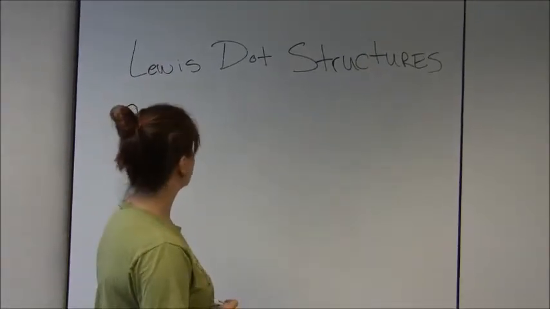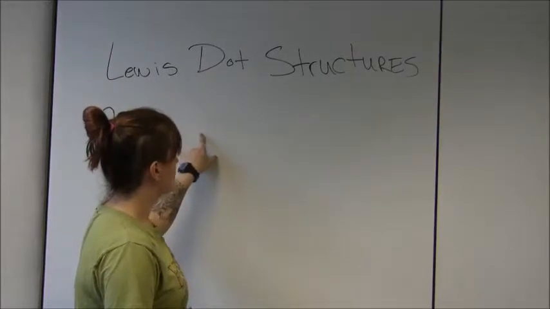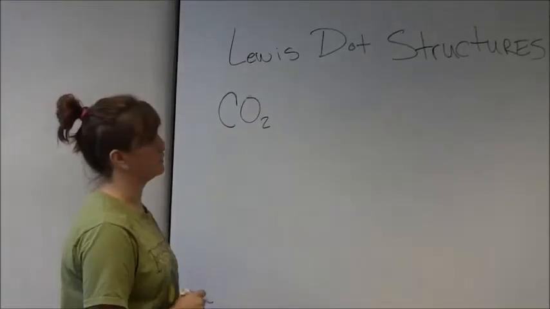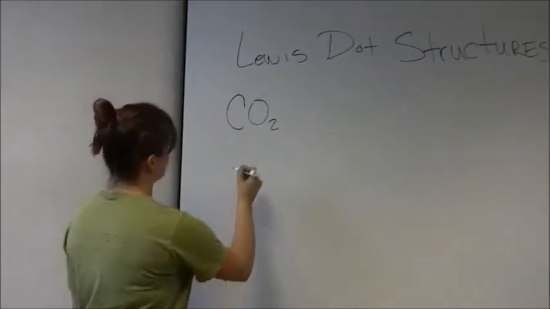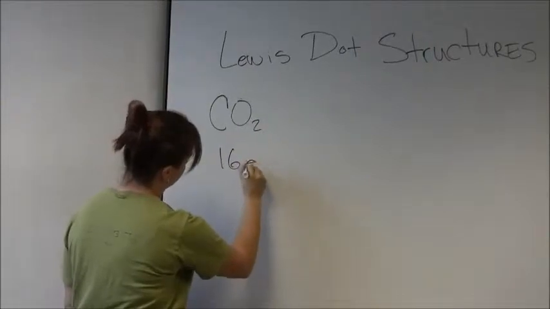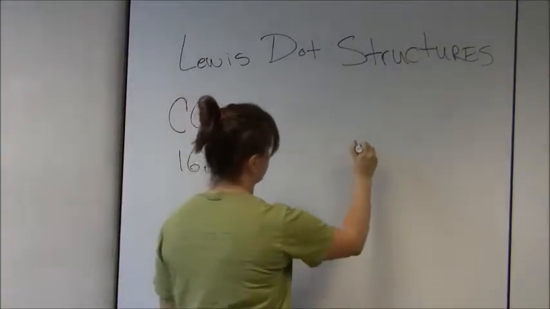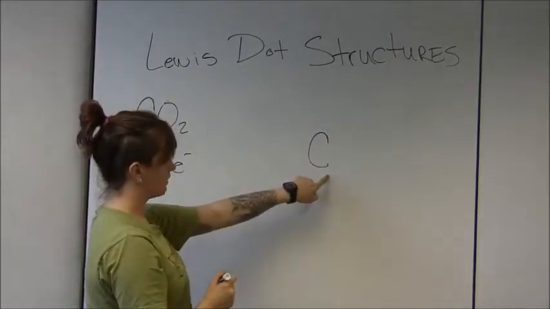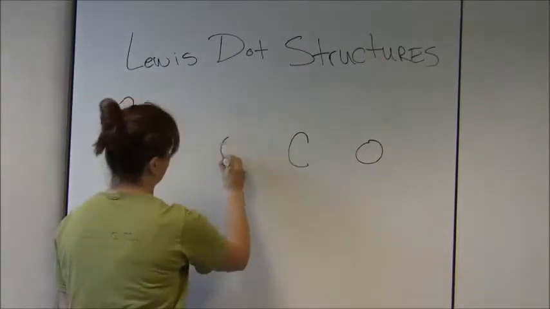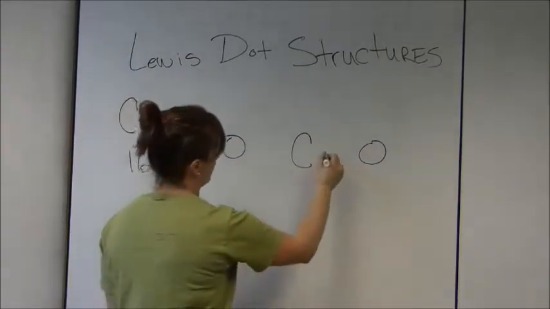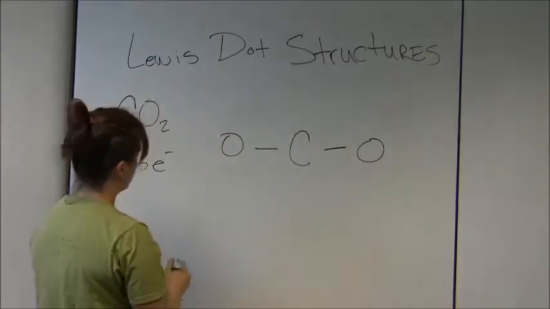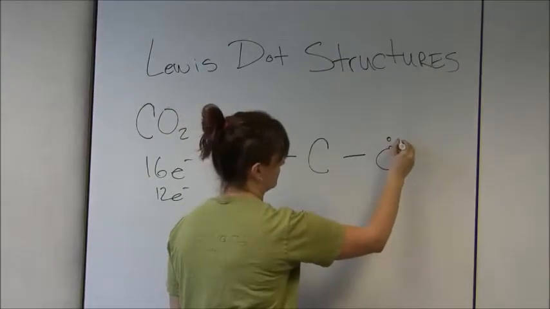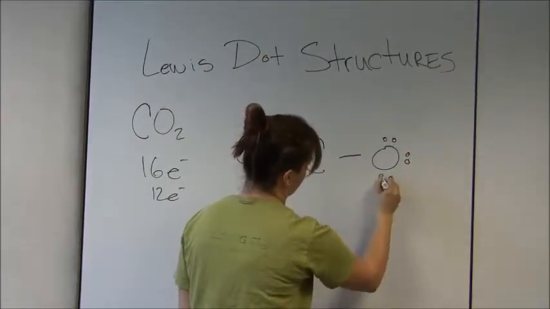Another thing that can come up in Lewis dot structures is more than 1 bond. We've seen the single bonds, and an example of this would be CO2. After counting the valence electrons, you'll see that CO2 has a total of 16 electrons. So let's start by putting our central atom, which we know is going to be C, because there are 2 oxygens bonded to C. So we have our carbon and an oxygen on both sides. Now we put just 1 bond initially, which brings us down to 12 electrons. Then we start putting our electrons around the outer atoms.